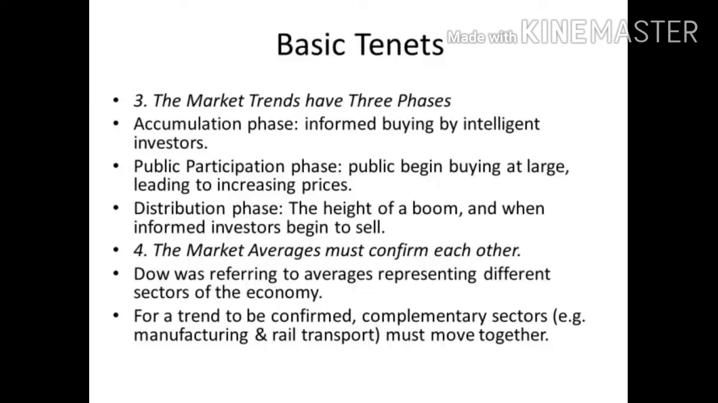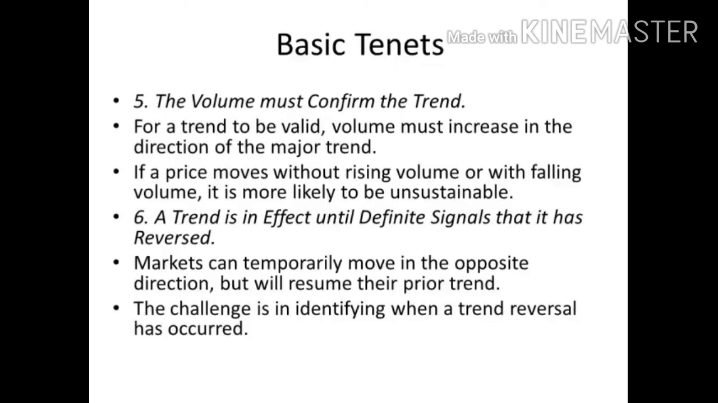So if we see an uptrend in manufacturing stocks, we should confirm it by looking at the behavior of rail stocks. If rail stocks are also going up, then they confirm each other. But if one is going up and the other is not, then it could be a sign that this uptrend may not be sustainable. Basic tenets. Now we'll go on to the final 2 basic tenets of Dow theory, numbers 5 and 6.